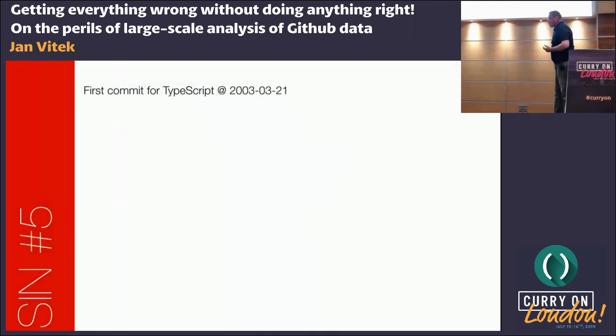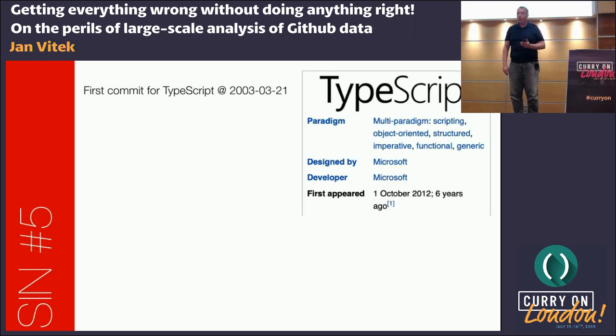So they had data from 2012 going all the way back to 2002, I believe. And the first commit for TypeScript was dated 2003. Any issues with that? Okay. So how is that possible? Time machine? Leaks from Microsoft before the developer had started planning the work?